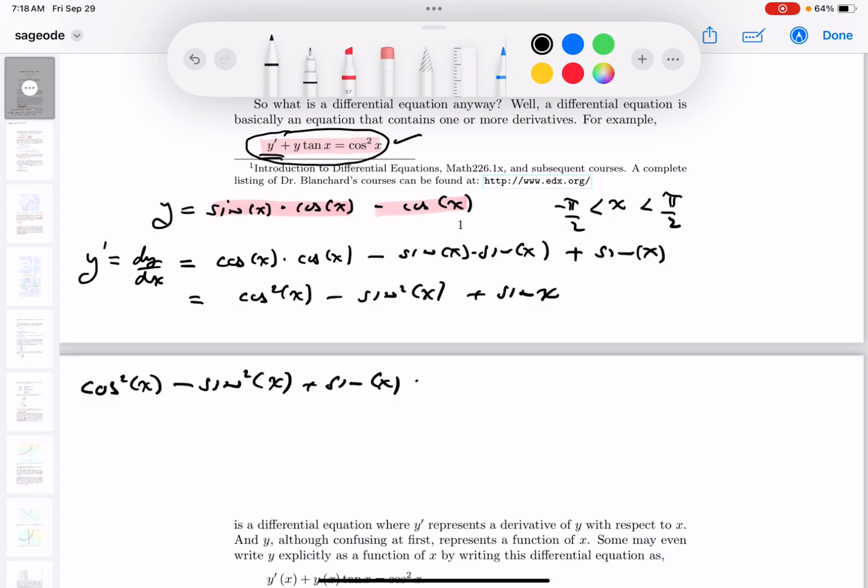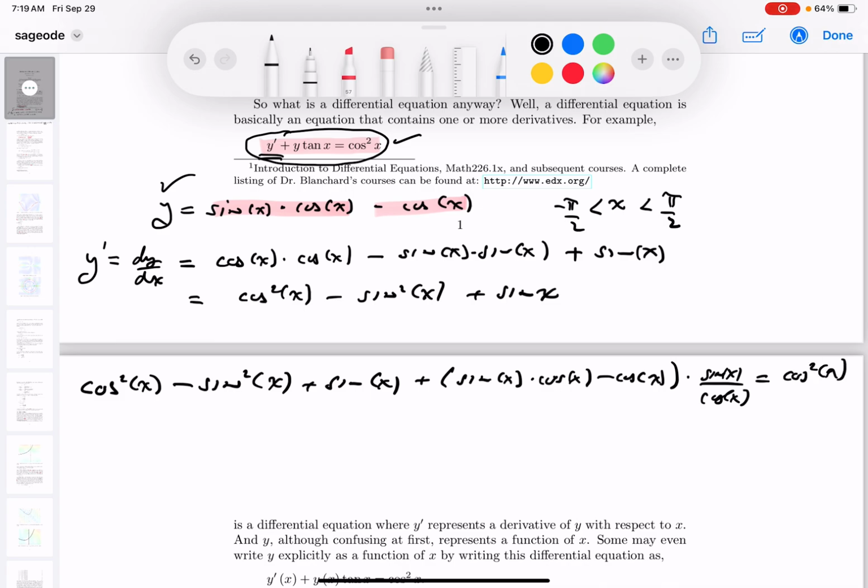Now let's write this down. Plus y. What's y? Y is over here. Let's write that down. So it's going to be sine x times cosine x minus cosine x, and we're going to multiply that by the tangent. I'm going to write the tangent as sine x over cosine x. And what's that equal to? It says equal to cosine squared. Let's take a look at it. All I can do is rewrite it and hope that's the case. So cosine squared x minus sine squared x plus sine x.